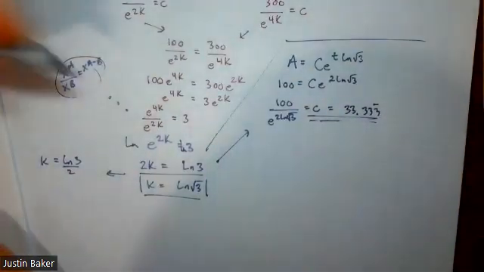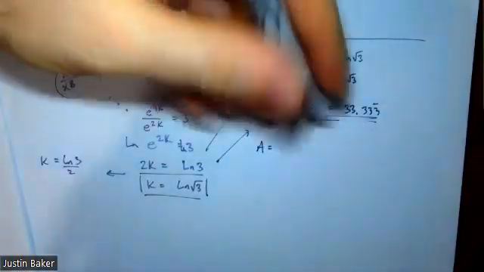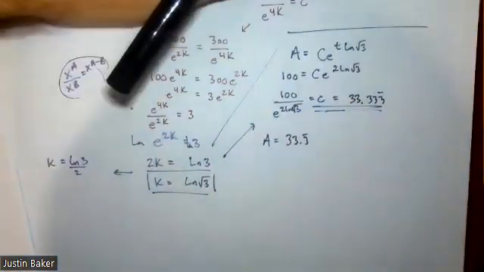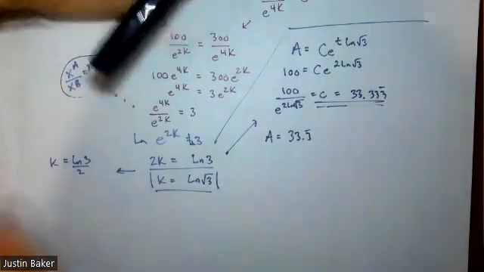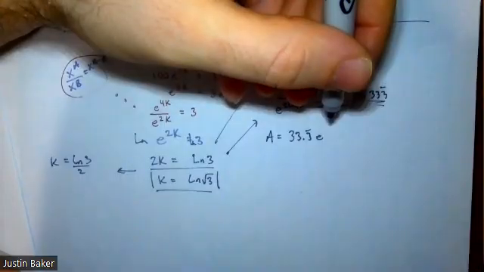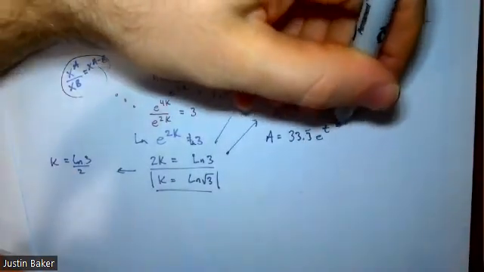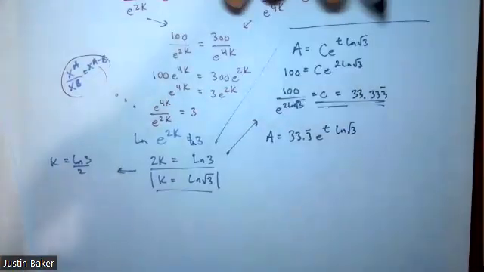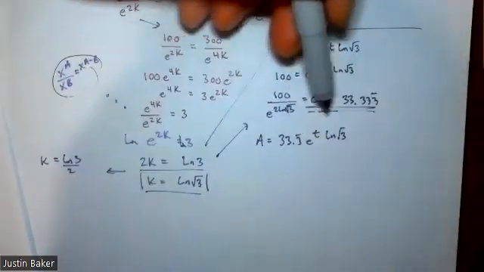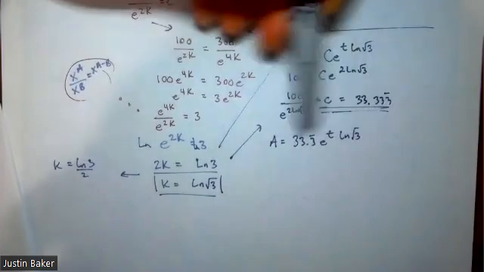So then if you start over, this is going to be A is equal to C, so 33 and a third, or 33.3 repeating, e. And then we know this is going to be t, and then k is natural log root 3. So the A and the t are always changing based on which part of the problem you're in. C and k, these kind of get locked in.